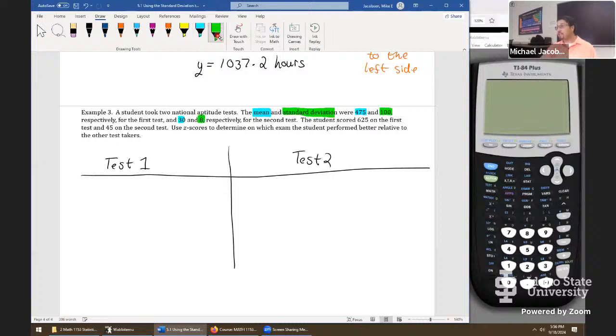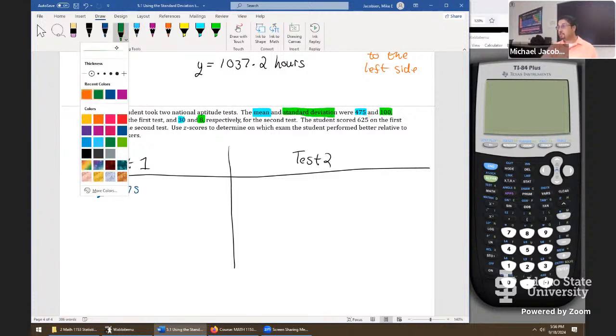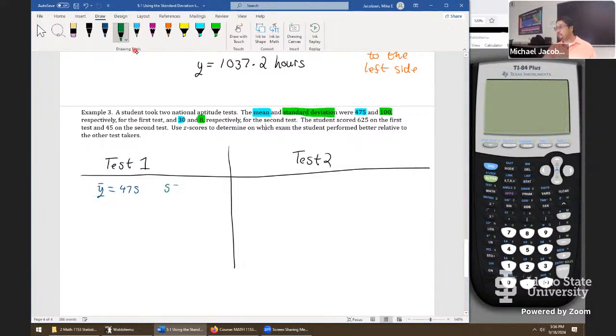Standard deviation was 8 on the second test. Here's where I'd start writing down symbols. So test 1 is relative to those numbers. Y bar for the mean is 475. S for the standard deviation is 100. Then we just do it all over again. This information is relative to the second test. So go over here. The mean is 30. Standard deviation S is 8.